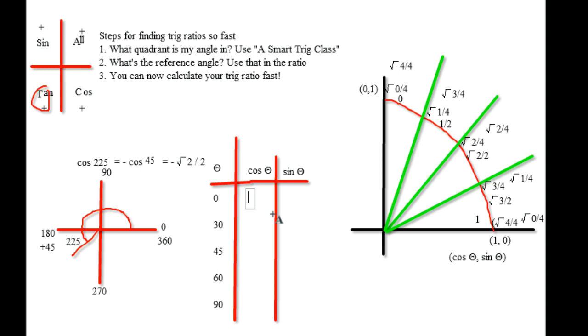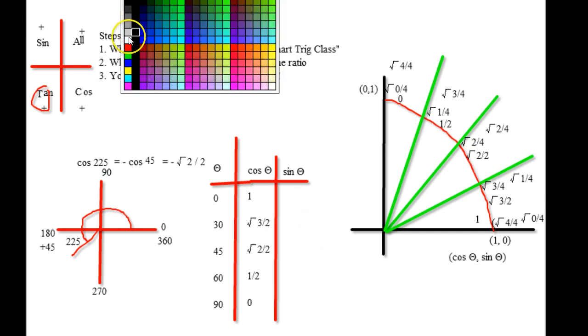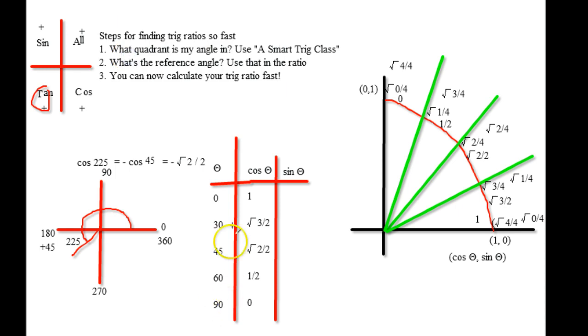square root of 4 over 4, which is 1. This is going to be root 3 over 2. This is going to be root 2 over 2. This is going to be 1/2. And this is going to turn into 0. Okay, and then the way that this went down, and this is really kind of cool how this all works, and I wanted to make sure I took time for this. So this is counting down for cosine.